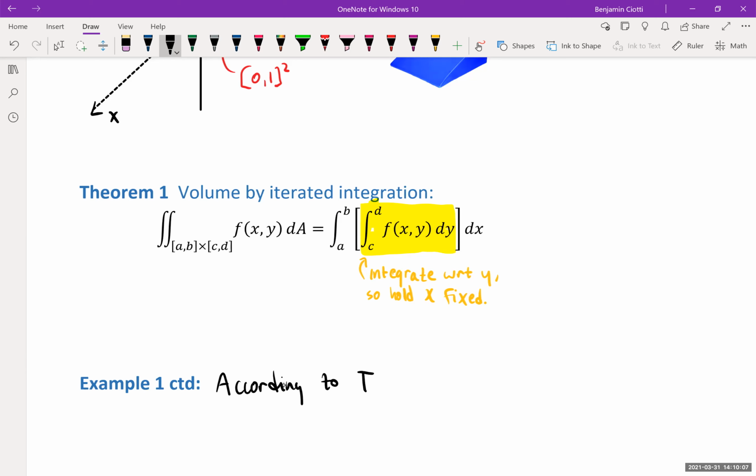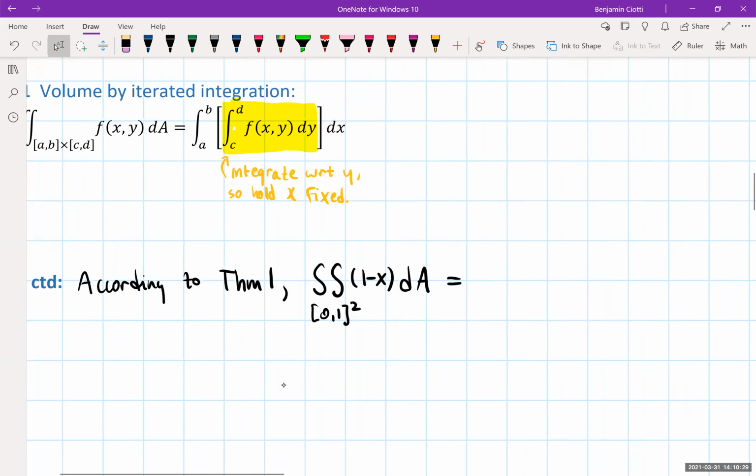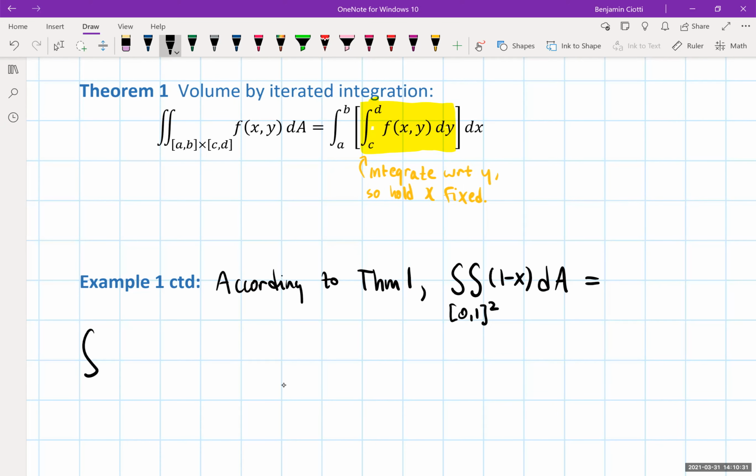According to theorem 1 above, the double integral over [0, 1] squared of 1 minus x dA will equal... Let's see. So I guess we do the x integration on the outside, and then on the inside, we do the y integration.